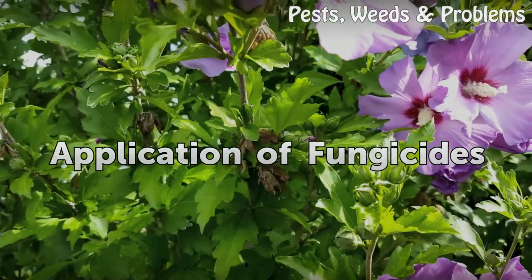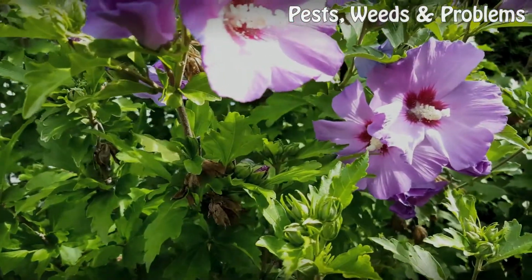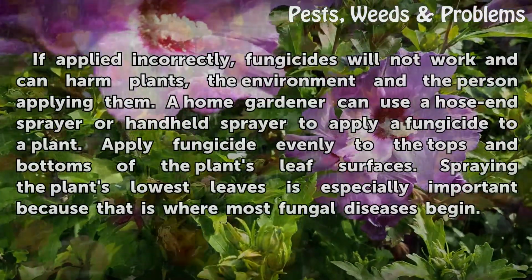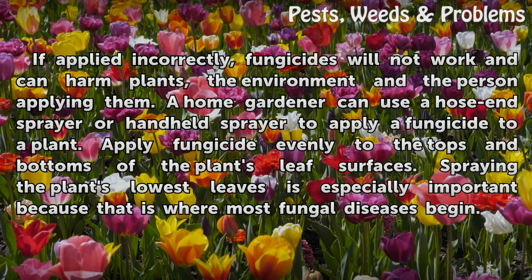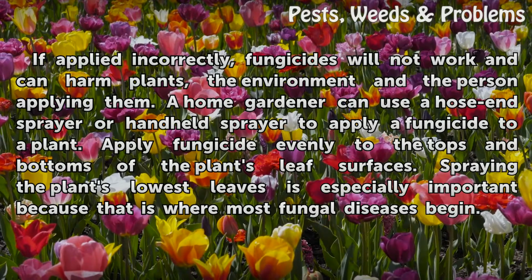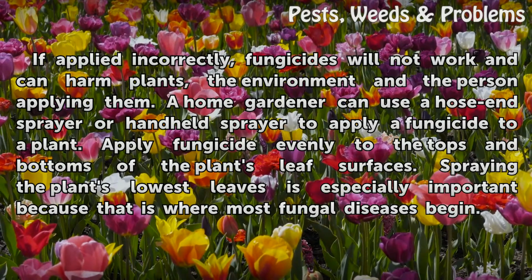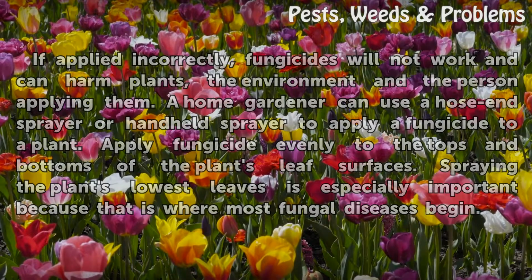Application of fungicides. If applied incorrectly, fungicides will not work and can harm plants, the environment and the person applying them. A home gardener can use a hose and sprayer or handheld sprayer to apply a fungicide to a plant. Apply fungicide evenly to the tops and bottoms of the plant's leaf surfaces. Spraying the plant's lowest leaves is especially important because that is where most fungal diseases begin.